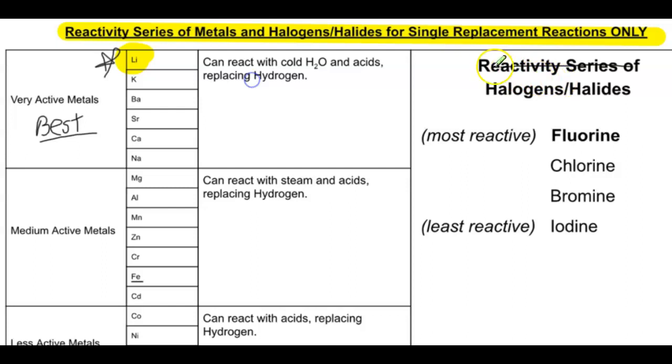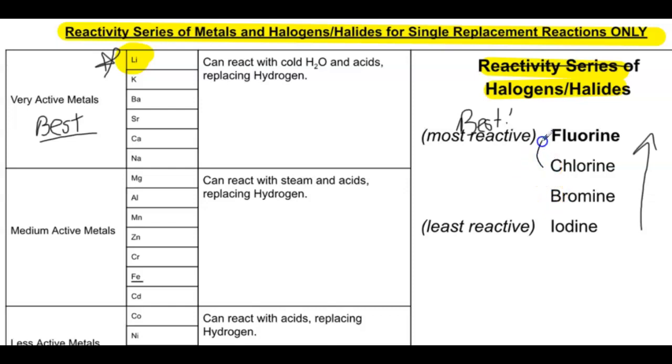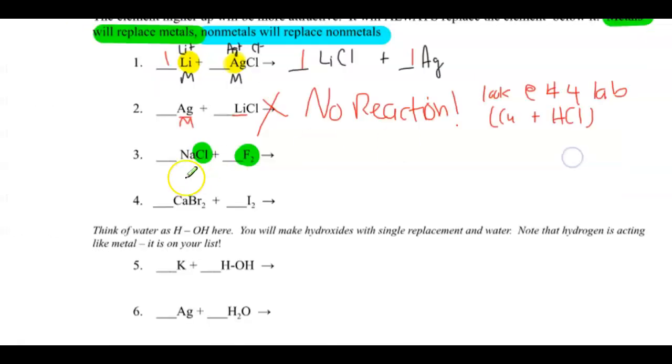The reactivity series of the halogens and halides, this one is the best. So fluorine is the best. Everyone wants to go with fluorine. So you will always trade up if you can. You'll never trade down. So in this problem, if sodium's with chlorine, would it want to go from chlorine to fluorine? Yep, that will work. So that will be a reaction.